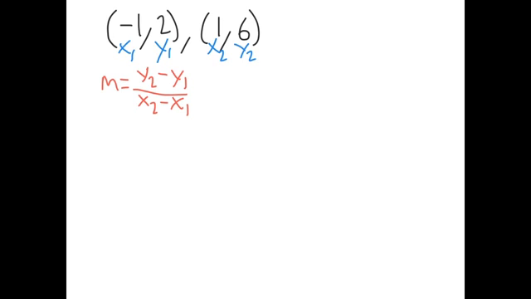So now we plug everything in. So this will give us y2 was 6, y1 was 2, so 6 minus 2. x2 was 1, and then minus x1, which was negative 1. And then we do the top and the bottom. 6 minus 2 is 4, and then 1 minus negative 1. Remember, when you minus a negative, you have to add a positive. So these now turn into addition signs.